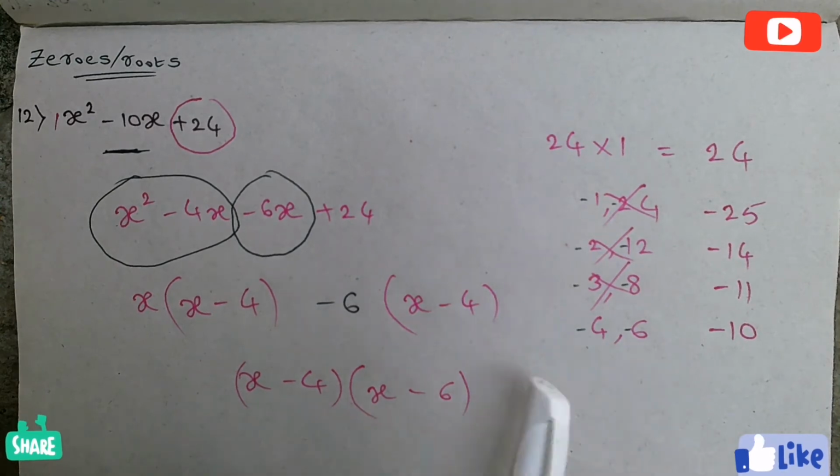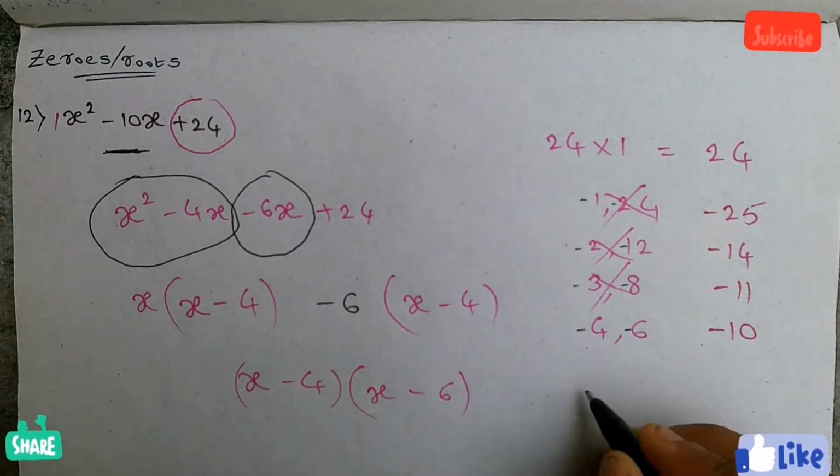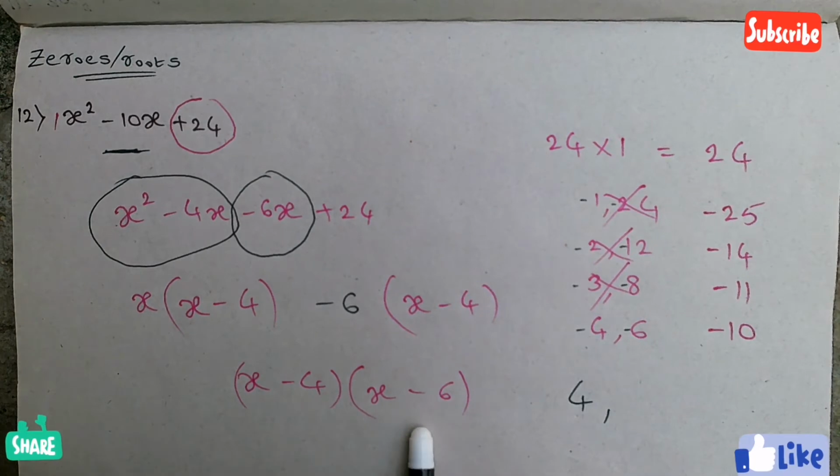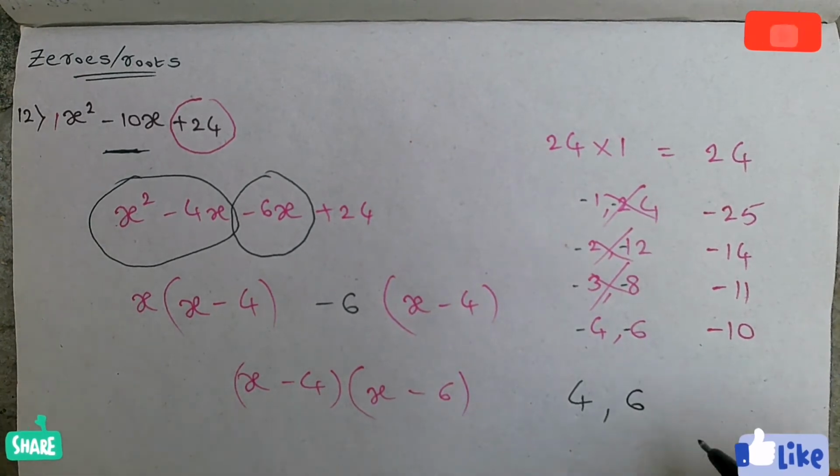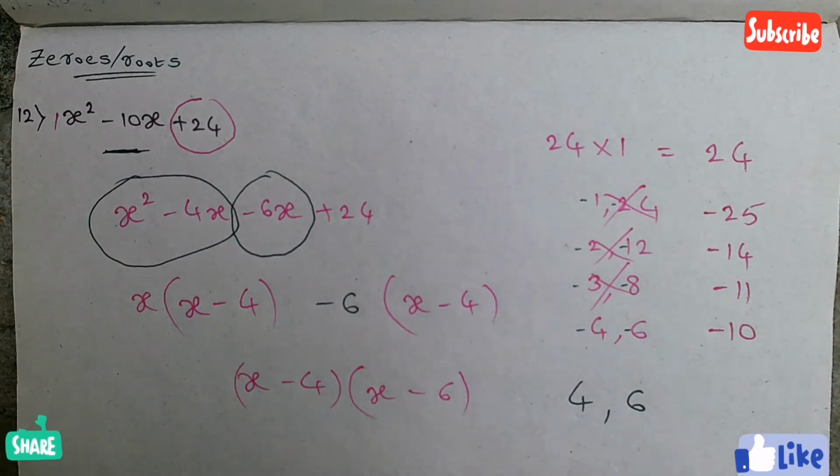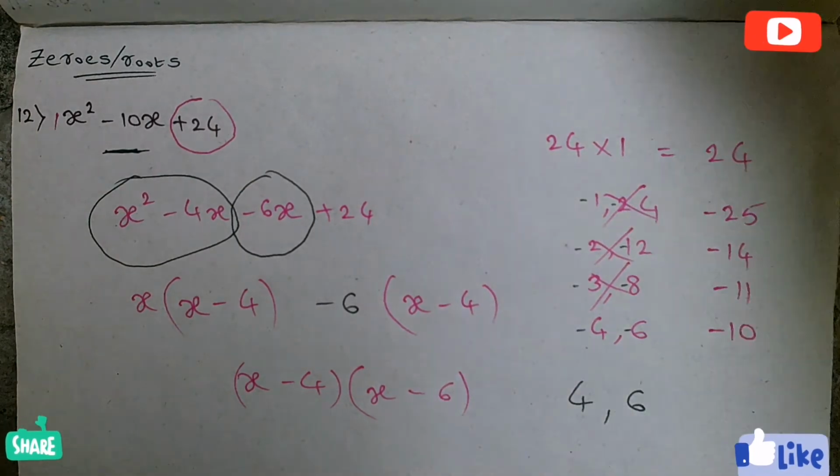Here minus 4 is there, so plus 4 will become the 0. Here minus 6 is there, so plus 6 will become the 0. 4 and 6 are the zeros of the given polynomial. Okay, let us check one more question.